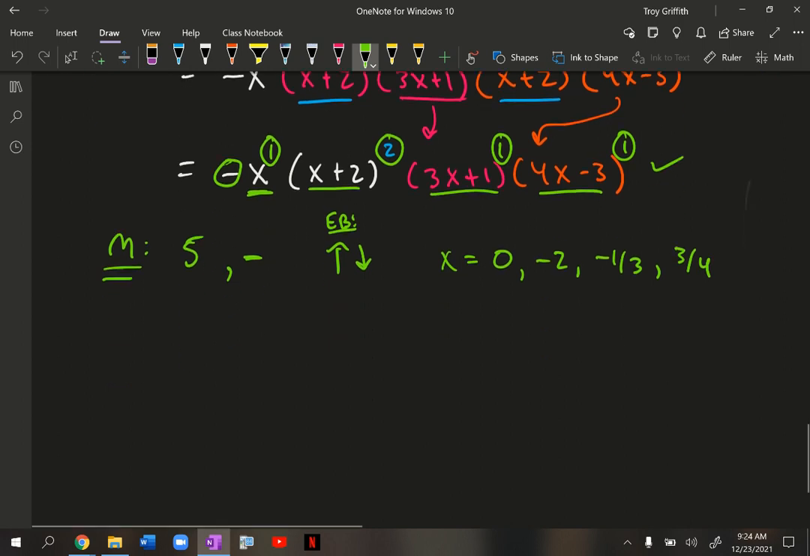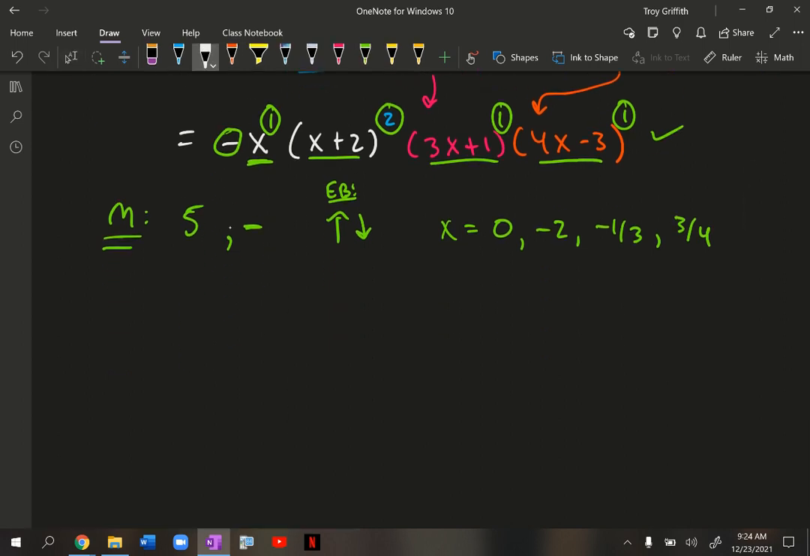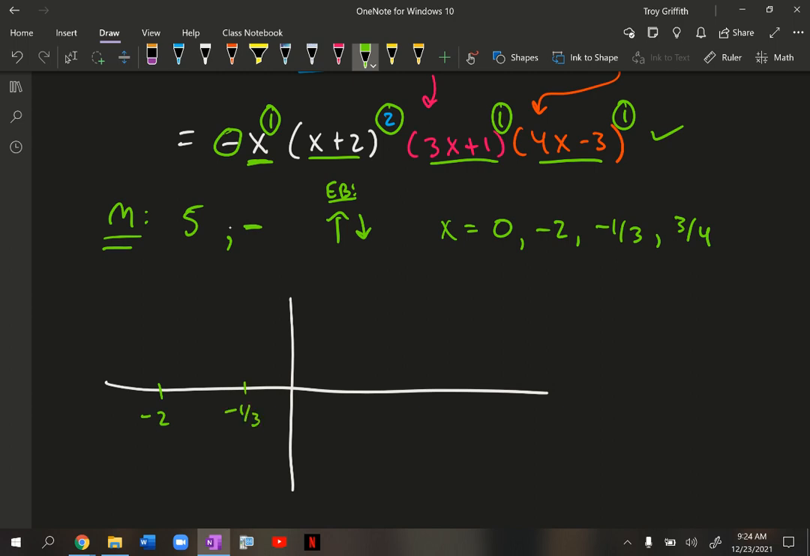This would be 3/4. Okay, so I've got all of my x-intercepts. Go ahead and draw those in. The most negative of the numbers in that list is negative 2. Then I've got negative 1/3. Then I've got 0. And then over here somewhere, I'm going to put 3/4. So I've got all my x-intercepts mapped out.